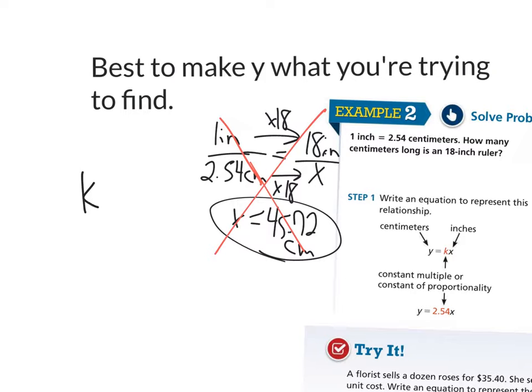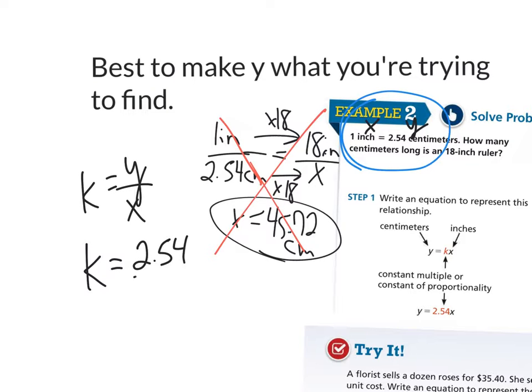The first thing we've been doing is finding our constant of proportionality, which is found by y divided by x. In this case, y is going to be the centimeters, and x is going to be the inches. So that would be 2.54 over 1: 2.54 centimeters for 1 inch, which is like our unit rate. Well, 2.54 divided by 1 is 2.54. And then from there, we can come up with our equation.